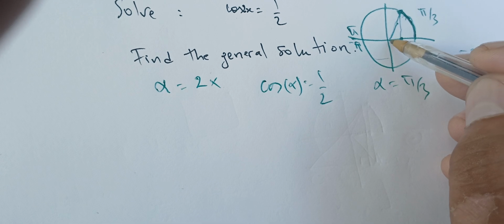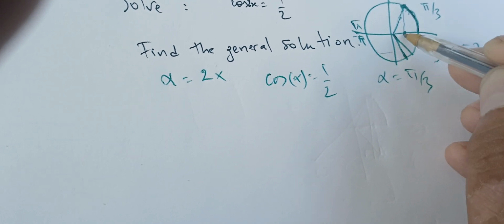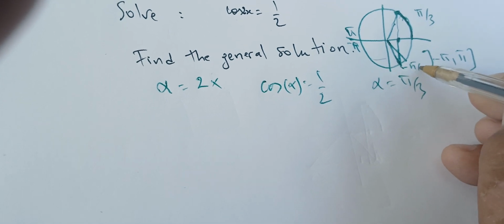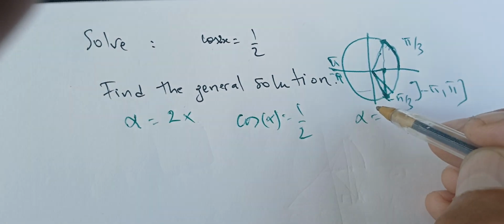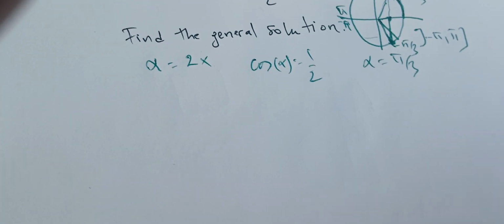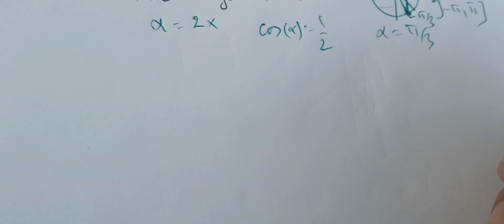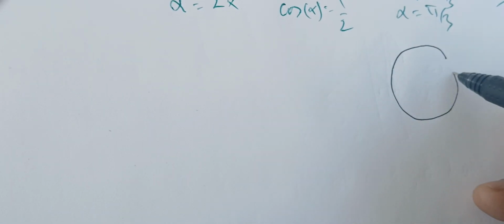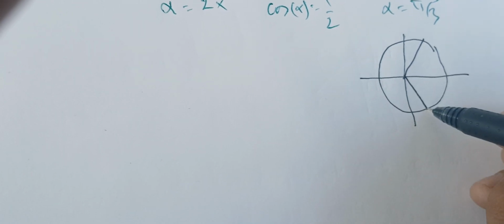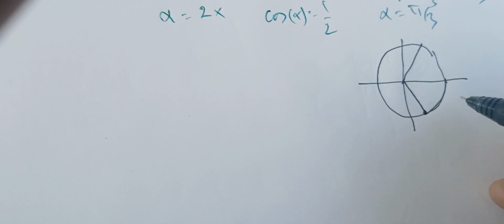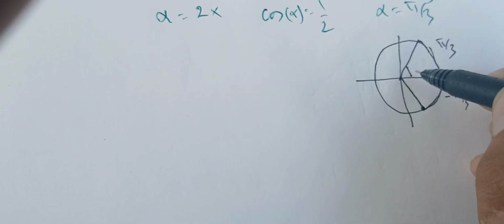So here I also have this angle. Minus pi over 3 is also a solution because its cosine is 1/2. So I have two angles, I have two solutions for this case here. This one here, which is minus pi over 3, and this one, which is pi over 3.